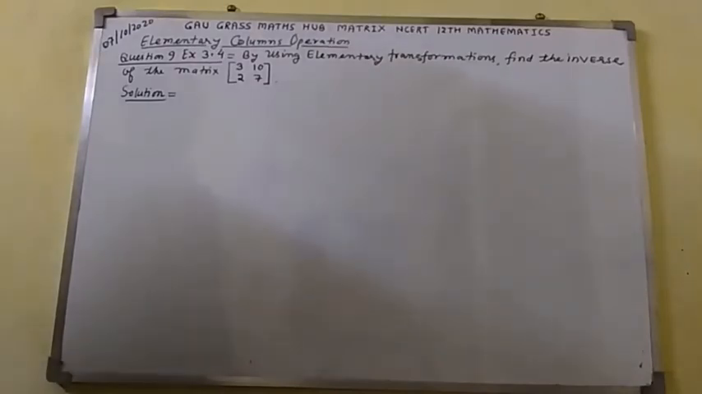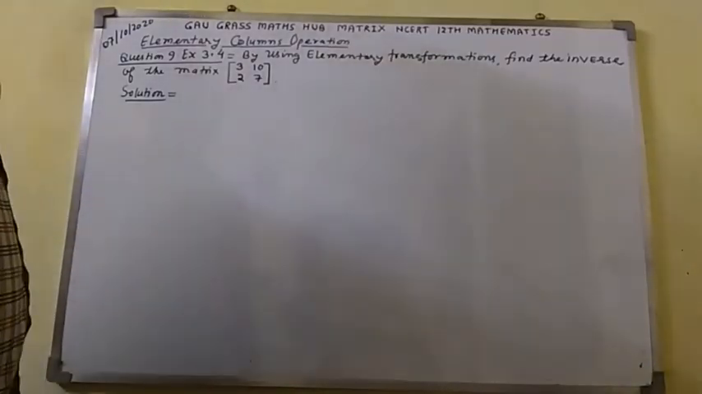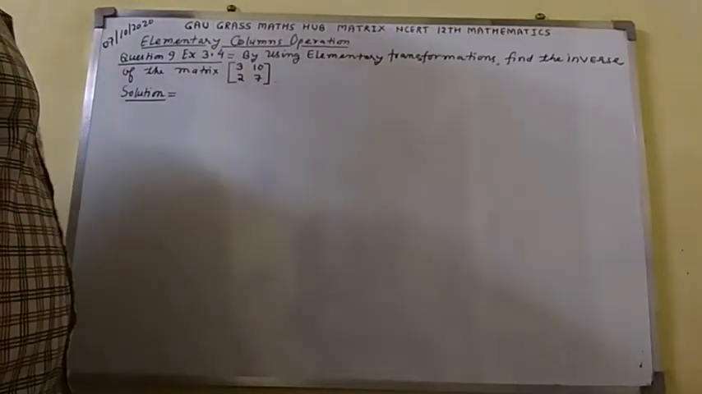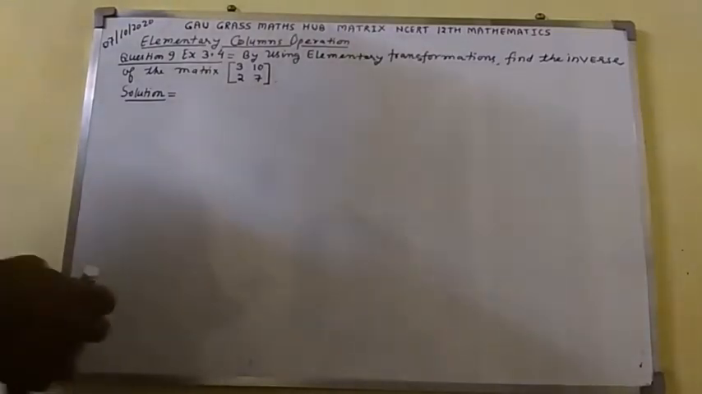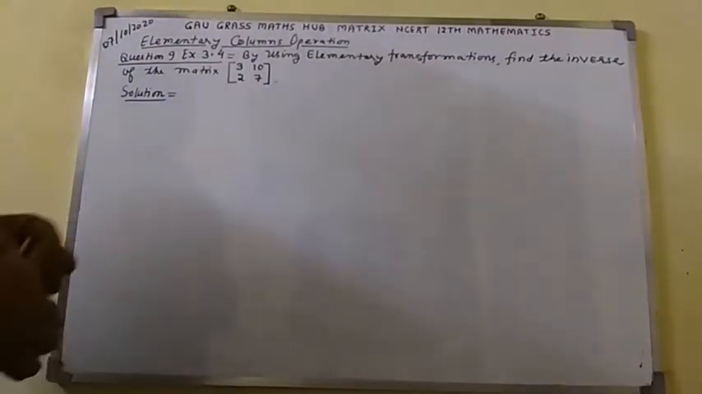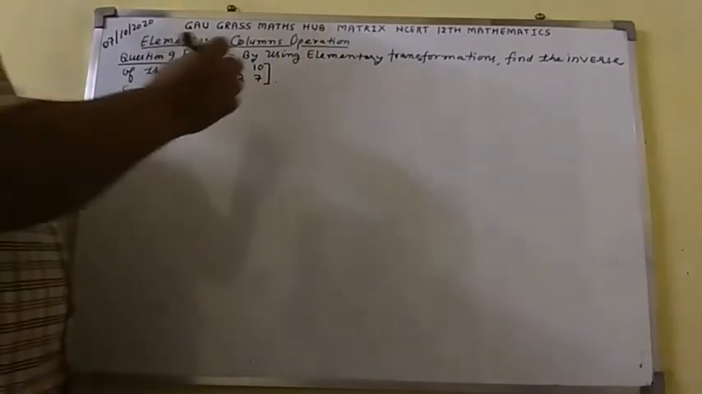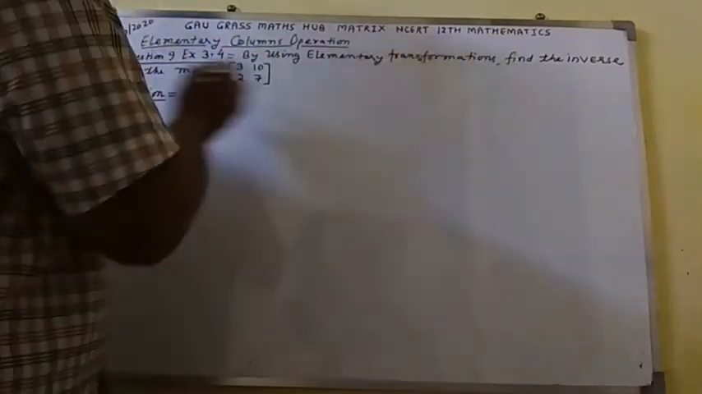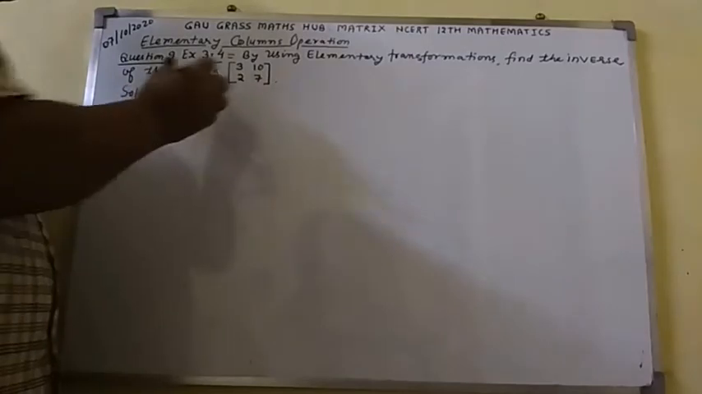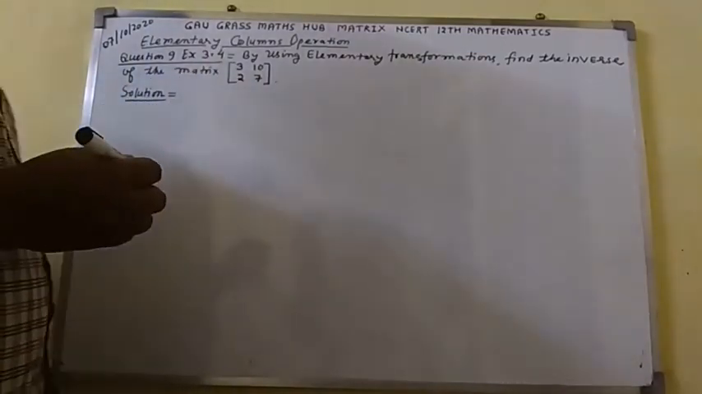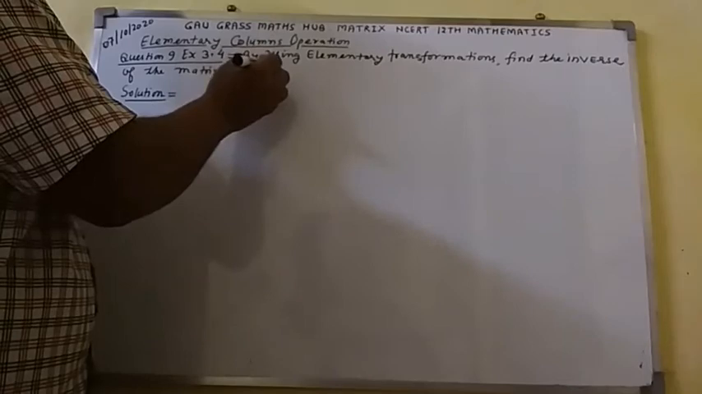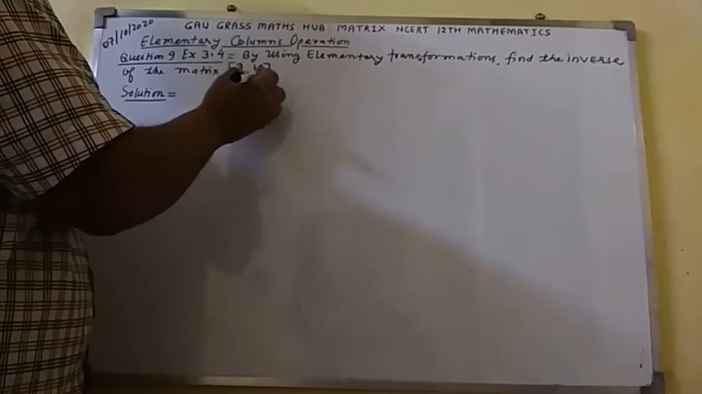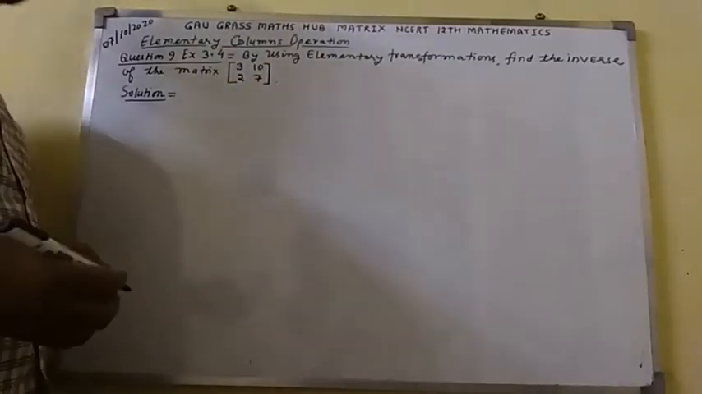I am going to discuss elementary column operations related to matrices in NCERT Class 12 mathematics. I have taken question number 9, exercise 3.4: by using elementary transformations, find the inverse of the matrix, with the elements of the first row 3, 10, and the elements of the second row 2, 7. Now let us come to the solution.